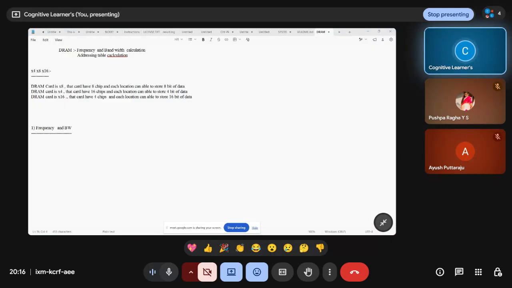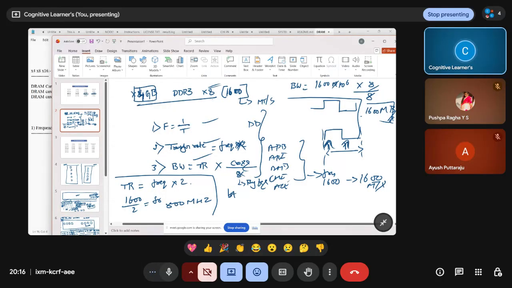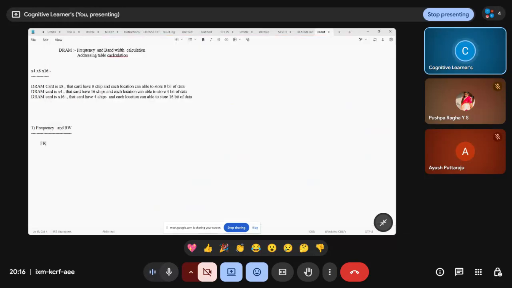Next topic is simple. The frequency is nothing but the transfer rate divided by 2. The 1600 mentioned initially is not a frequency. That is the mega transfer rate. Okay, don't confuse. Let me just mention the formulas.